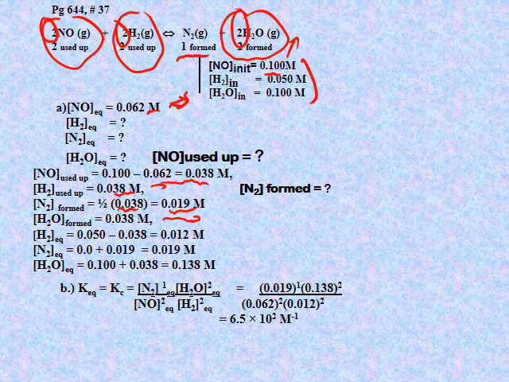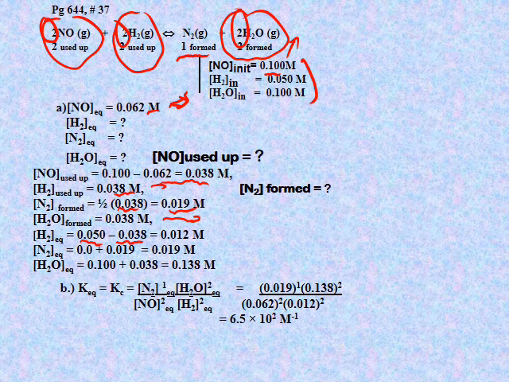So make sure you understand that. Now once we know how much hydrogen was used up or how much nitrogen is formed, we can always calculate equilibrium concentrations. For example, for hydrogen, the initial concentration was 0.050. Out of that, 0.038 was used up.